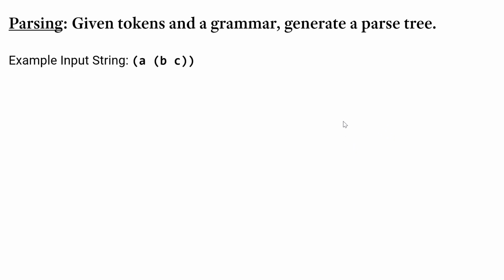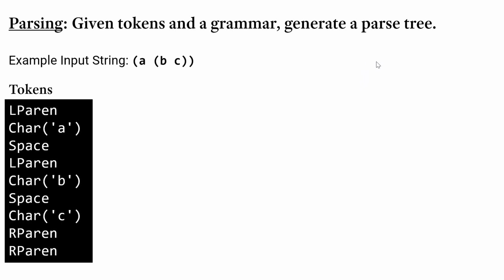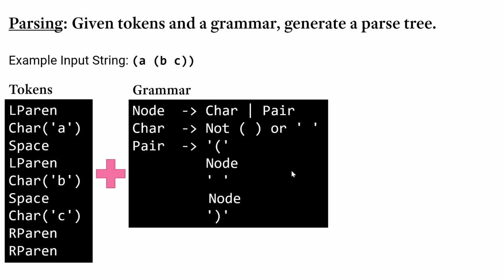So let's imagine this. If we've got an input string that does have some nesting in it, so A followed by a pair of B and C, how can we take this and think about what it is that parsing is doing? Well, again, our sequence of tokens hopefully feels pretty straightforward. We've got a left paren followed by the character A, space, left paren, character B, space, character C, and so forth.